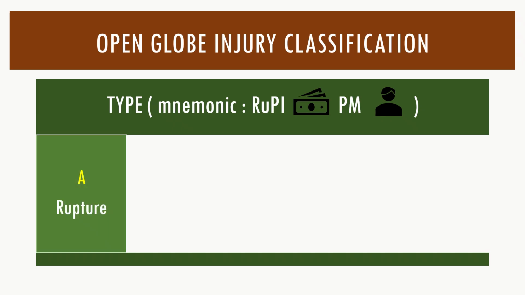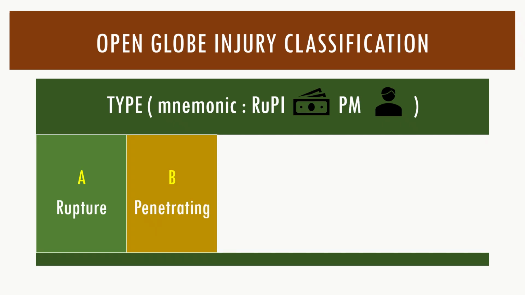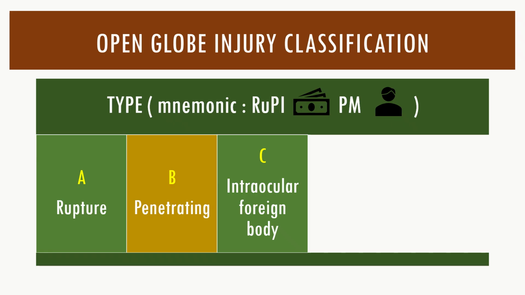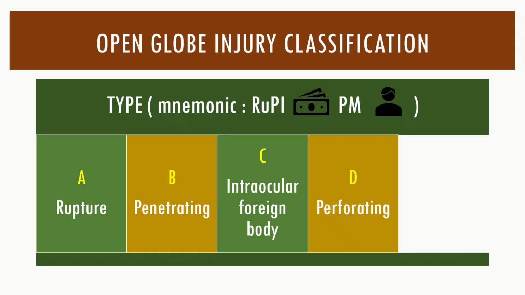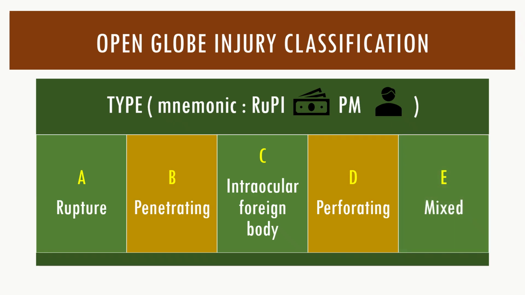R stands for rupture, caused by blunt trauma leading to inside-out injury. P stands for penetrating injury. There is only one entry wound. I stands for intraocular foreign body. Foreign material enters and remains inside the eye. P stands for perforating injury. There are both entry and exit wounds. M stands for mixed injury, a combination of different mechanisms.